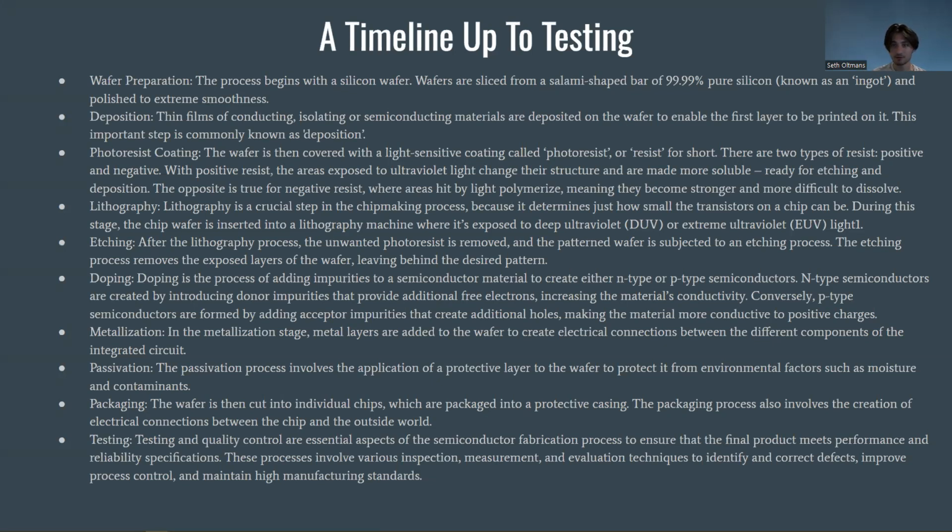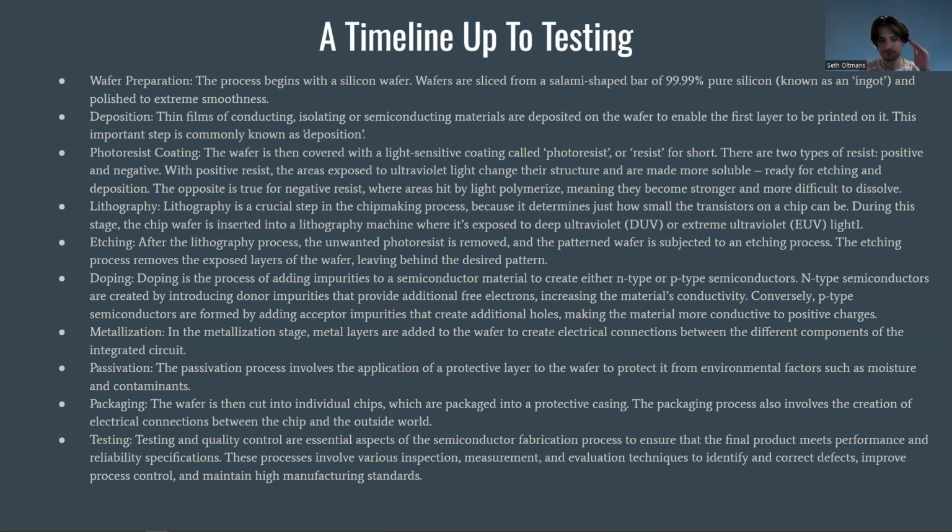Then there's the light-sensitive coating that's put on it. And then there are positive and negative film strategies, where you have the positive and negative surfaces. Then there's the lithography, which is the process that determines how small a semiconductor actually can be.